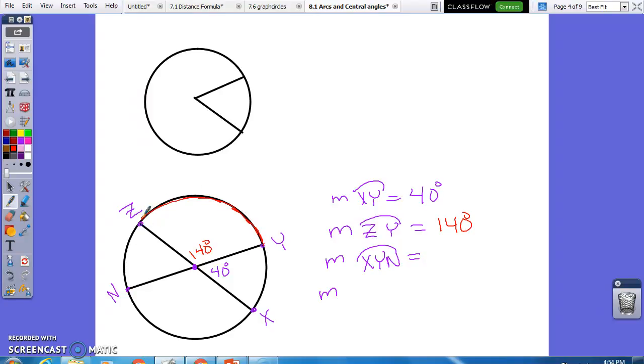And the measure of arc XYN, let's get to the highlighter here. So I start at X, I'm going to pass through Y, and then go all the way over until I get to N. So that would be the 40, the 140, and then another 40 over here. So that would be 220 degrees.